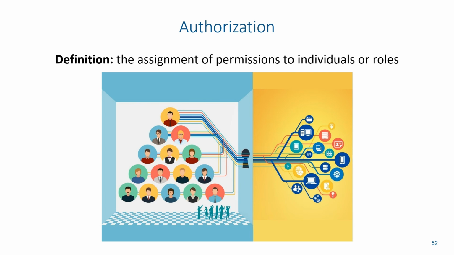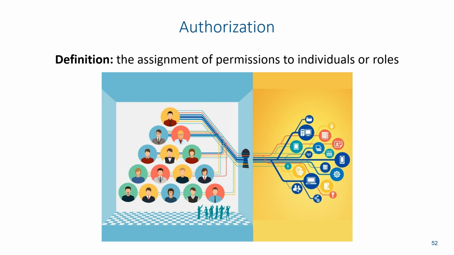In this video, we cover the second A of access control, which is authorization. As a reminder, the first A is authentication, which we covered in previous videos, and the third A is auditing, which we will cover in subsequent videos. So what is authorization? It is the assignment of permissions to individuals or roles.